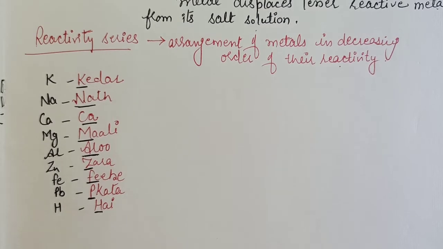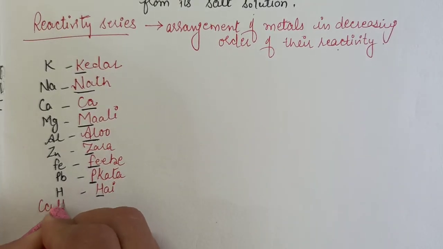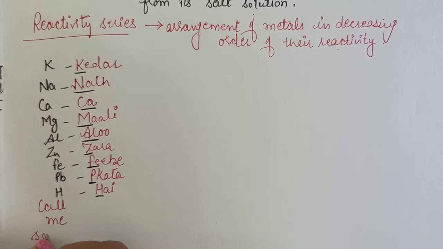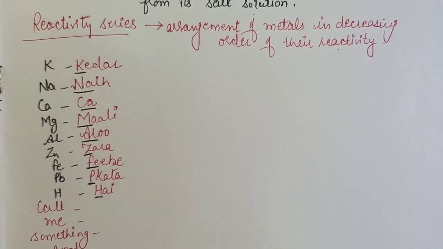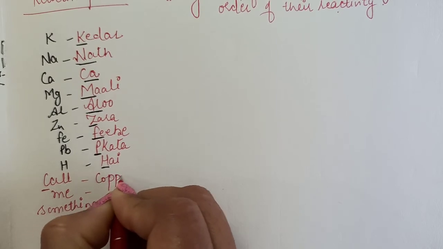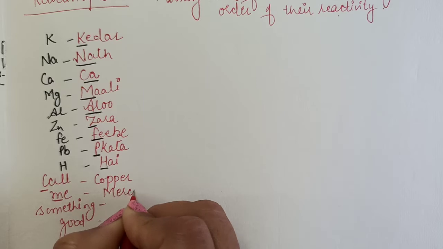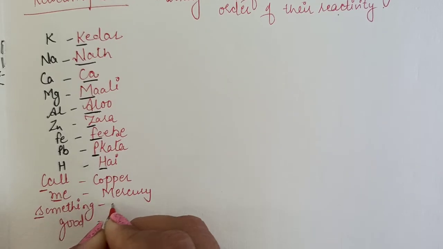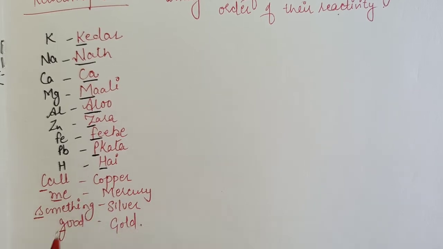The last 4 metals are left, which you can learn this way. Call me something good. C for copper, M for mercury, S for silver, G for gold. Copper, mercury, silver, gold.